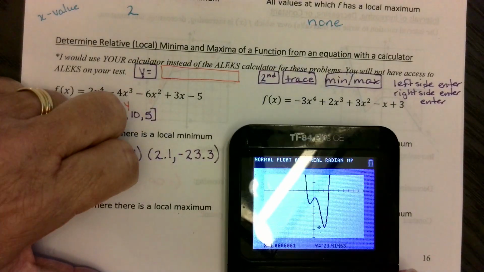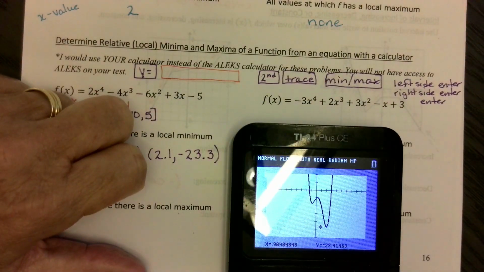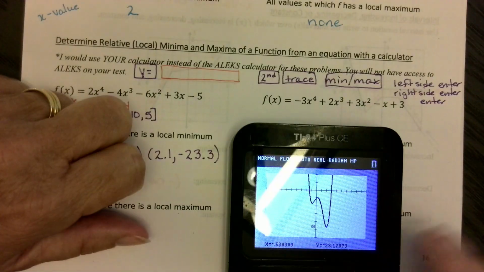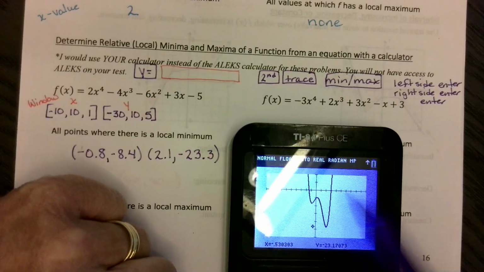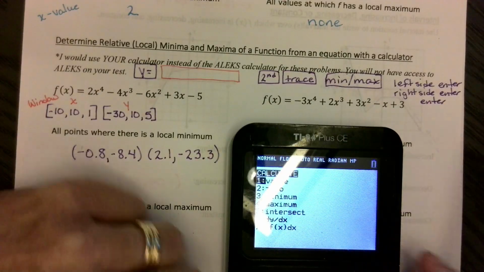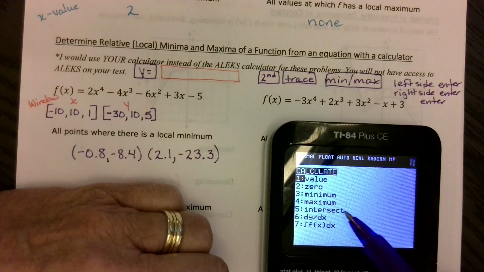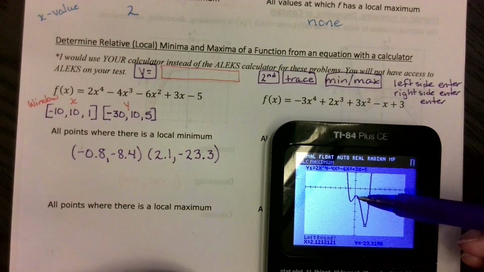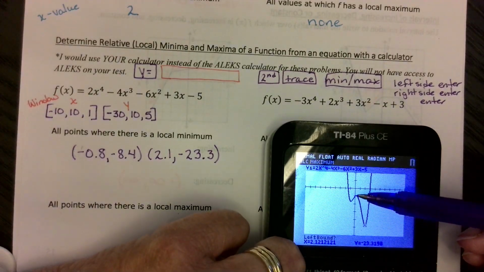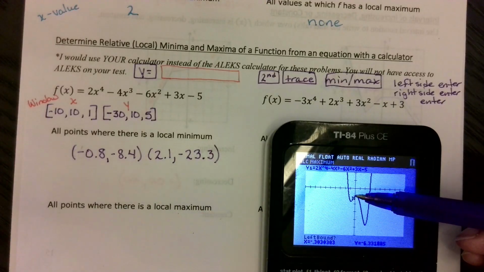Oops, let me move my calculator, sorry. My maximum is right here, okay? So I'm going to hit second, trace, and instead of picking 3 for minimum, I'm going to pick 4 for maximum. Okay, I've got to put it on the left-hand side of this hill. Someplace. It doesn't matter. I'm going to put it right there.